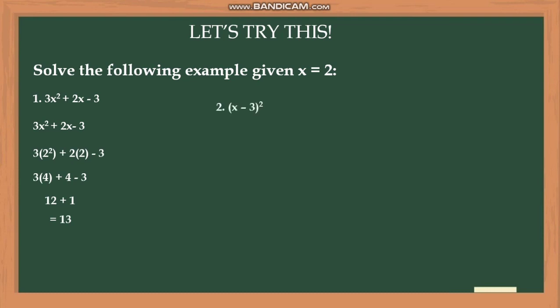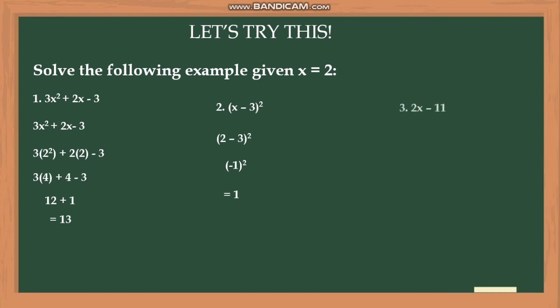I'll give you another example. 2x minus 3 squared, since we substitute 2 to the x, then simplify the equation. 4 minus 3, it will be equal to 1. And bring down the square. Now, we have 1 times 1. What would be the answer? Did you get it?